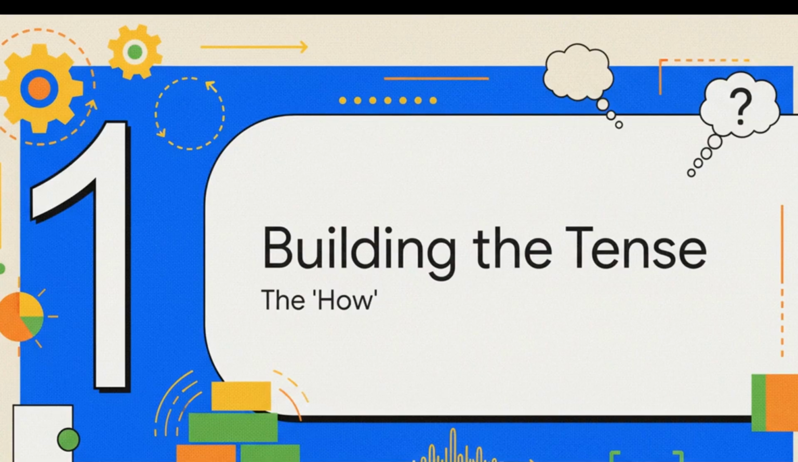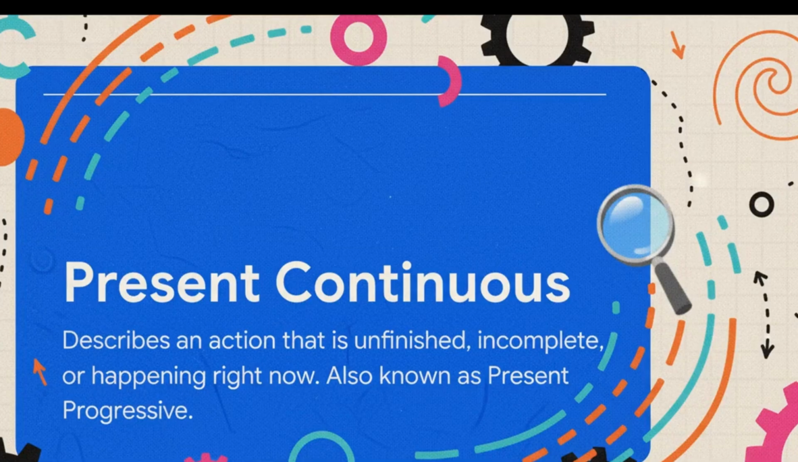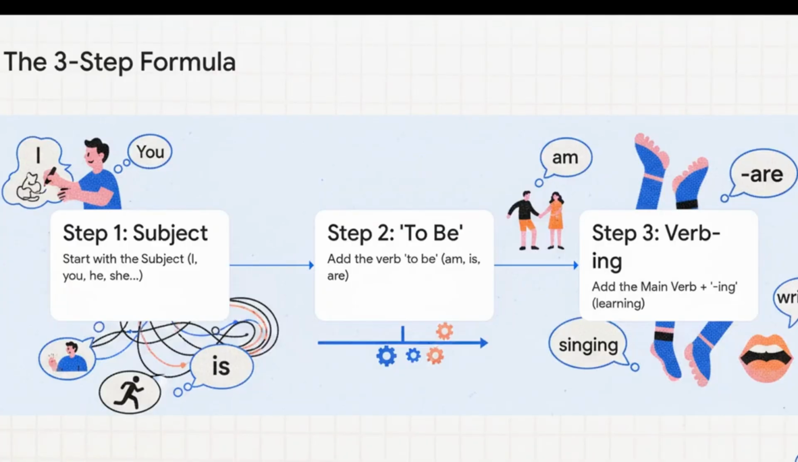Now let's break down the mechanics. This first part is all about the how, the simple recipe for putting this tense together. So what is this thing, really? Well, you might hear people call it the present progressive. Same thing. But the main idea, the core of it, is just this. It's for actions that are happening right now, and they're not done yet. They're still going on.